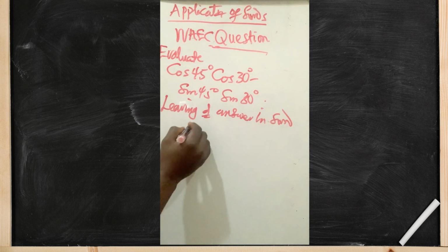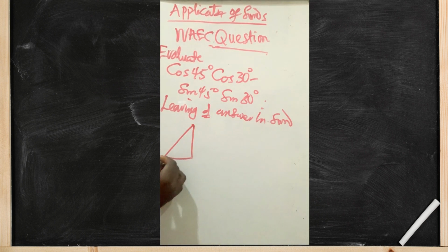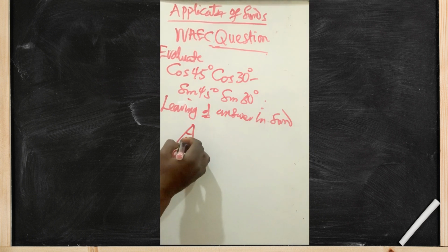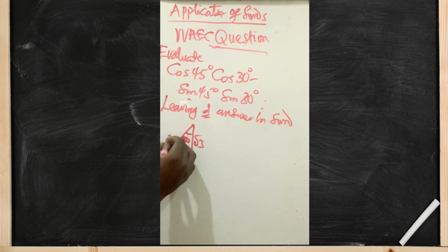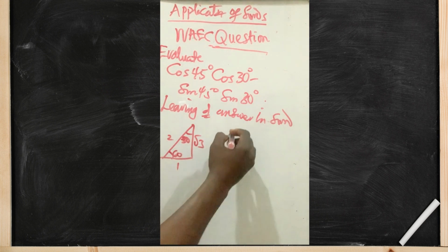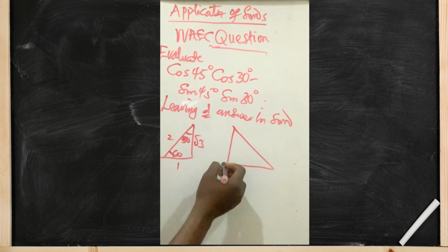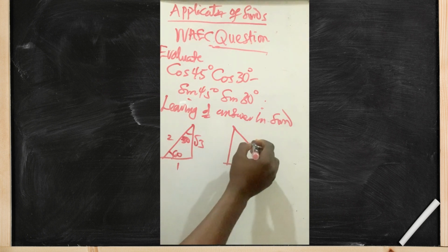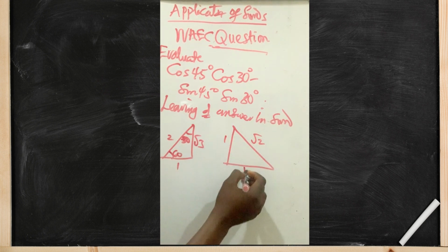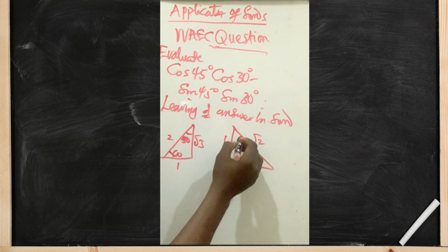There are two triangles that speak to this: the 60, 30 triangle, with sides 2, root 3 and 1. I've explained this in a past video on trigonometry. Now there's another triangle that speaks to 45 degrees, and that triangle says the sides are root 2, 1, 1, with angles 45 and 45.